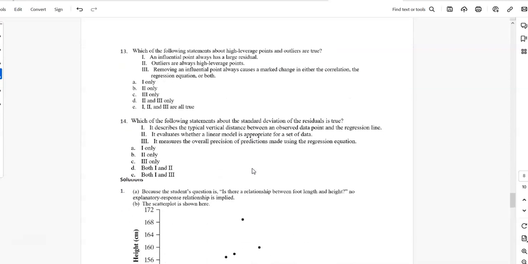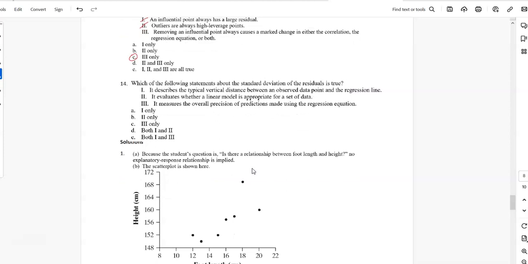Which of the following statements about high leverage points and outliers are true? An influential point always has a large residual. Sometimes an influential point is a high leverage point, which doesn't necessarily have a large residual. So that's not always true. Outliers are always high leverage points. Well, outliers have large residuals. High leverage points have large or very small X values. So that's not always true. Removing an influential point always causes a marked change in either one of those things or both. That's absolutely true. That's like the definition of an influential point. So 3 is the only thing that is true.